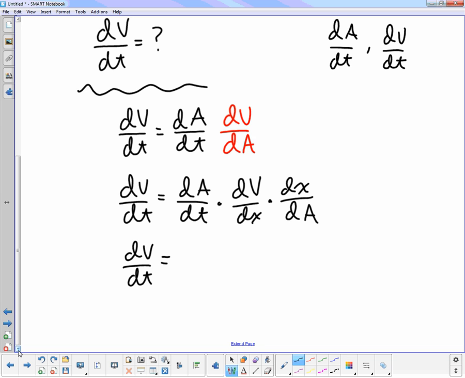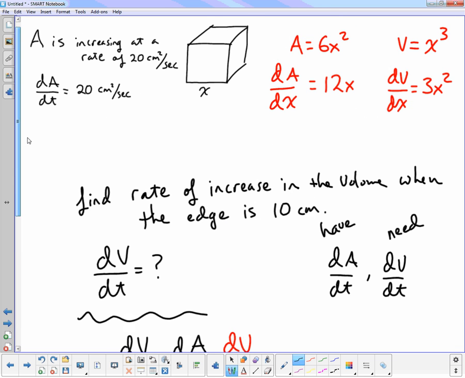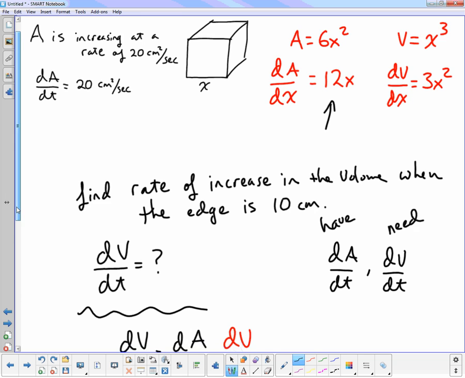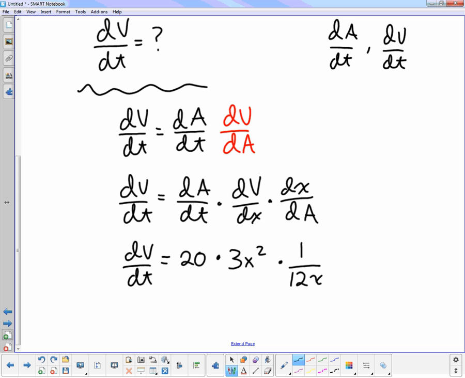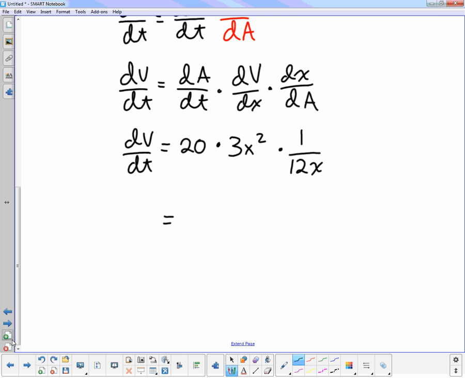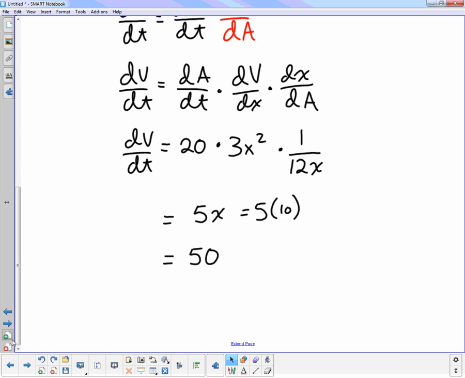So dA dt was 20. Now dV dx is 3x squared. And dx dA would be taking this guy and flipping him upside down, taking his reciprocal. And now I was interested in finding when the side length was 10. So if I simplify this, I wind up with 5x. And this is volume as a function of time, so this would be inches cubed over seconds.